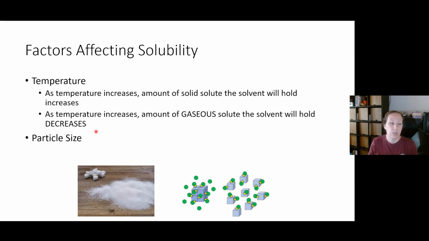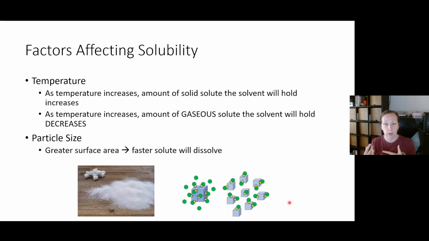Particle size also affects solubility. The greater the surface area, the faster that solute will dissolve. If we think about having a sugar cube versus individual sugar granules, how the dissolving happens is that solvent grabs onto and loosely binds with that sugar, and it's more of an attractive force.